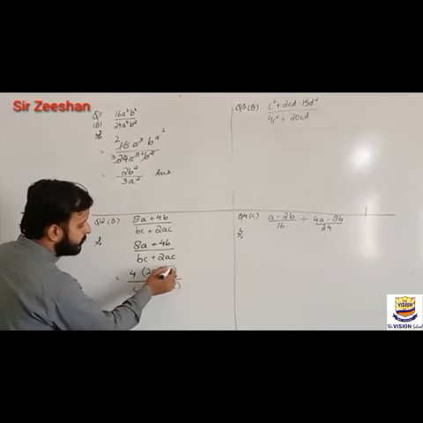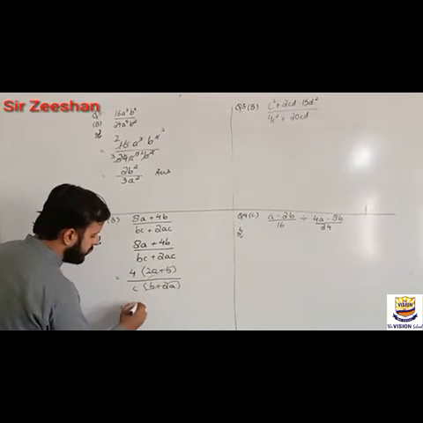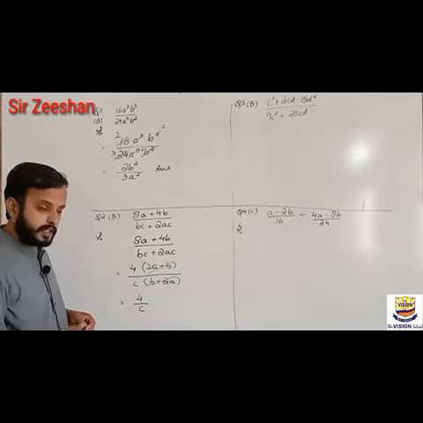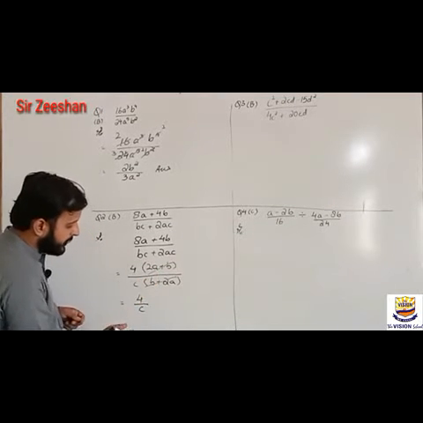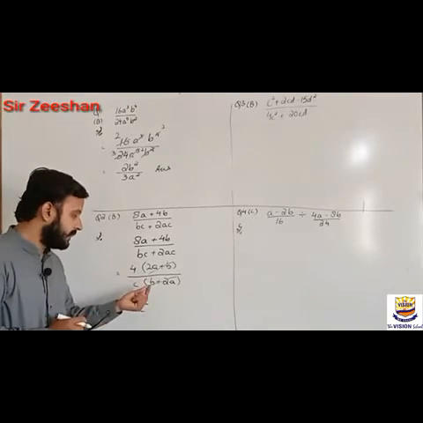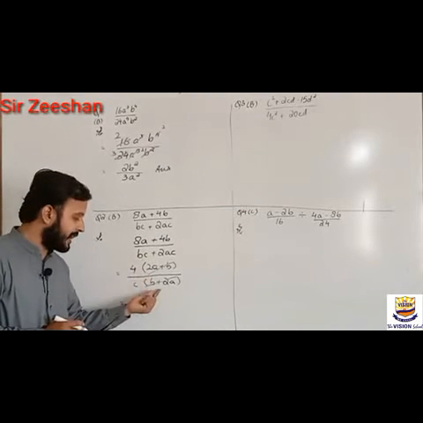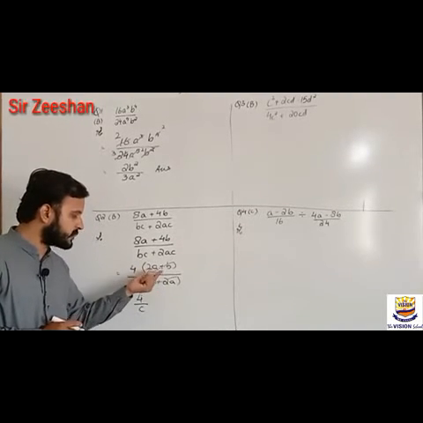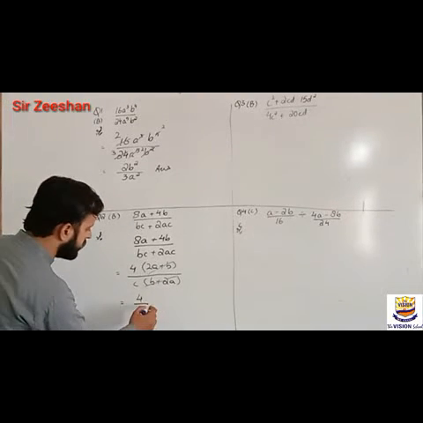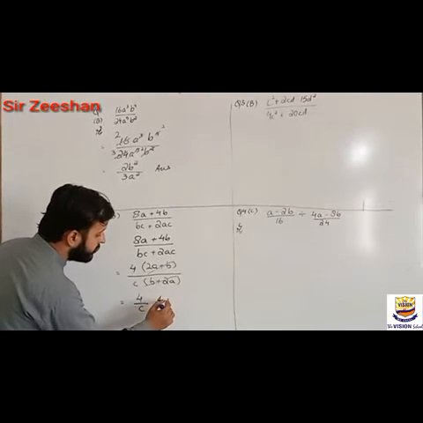So now these two brackets can be cancelled, and the answer is 4 upon c. So you have cancelled these two brackets, but the position of the values has changed. But students, the signs of both the values are the same, that's why they both are cancelled. So this is the answer of question number 2.